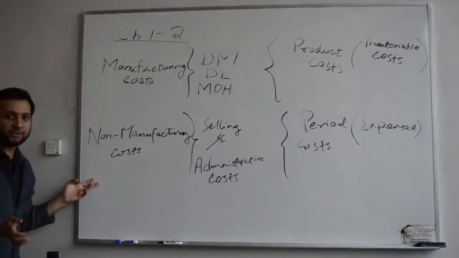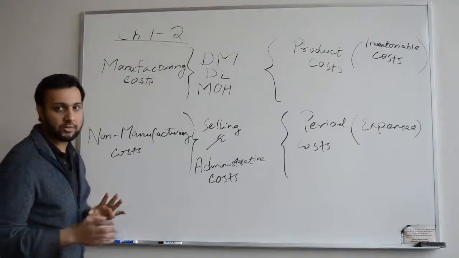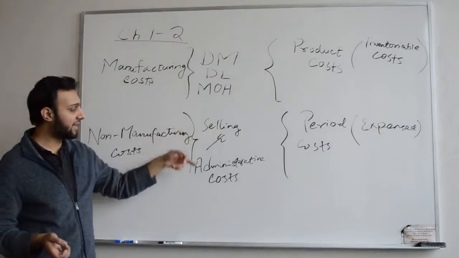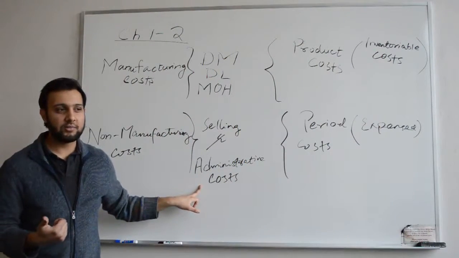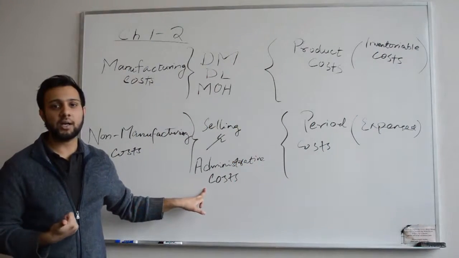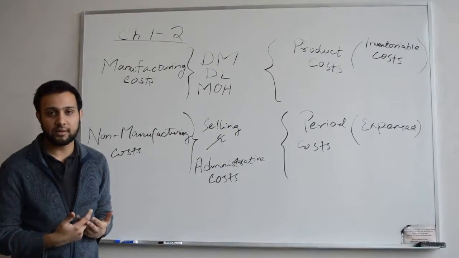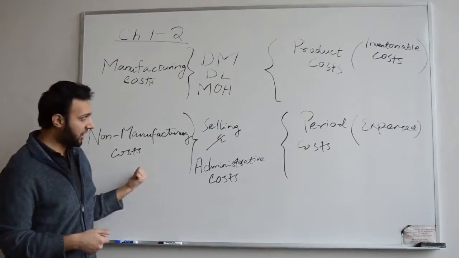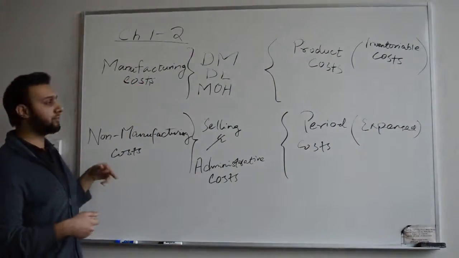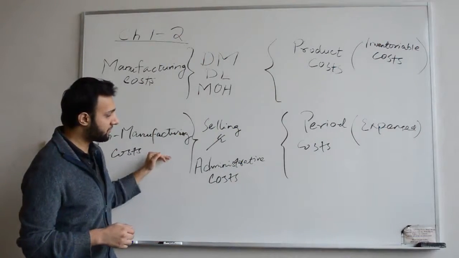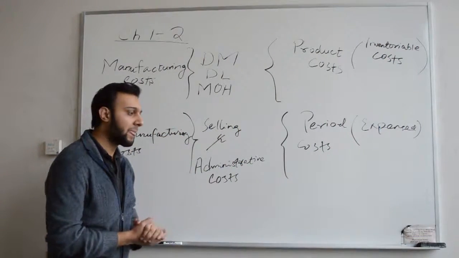The second, non-manufacturing cost. Now, these are things which are, of course, as the name suggests, not related to the manufacturing. These are selling and administrative costs. Selling expenses: commission, advertising. All those are expenses and non-manufacturing. You do not incur these costs to make the product. You incur them to sell the product or manage the product. So, non-manufacturing. Administrative cost.